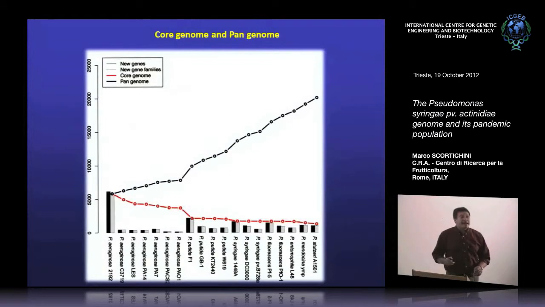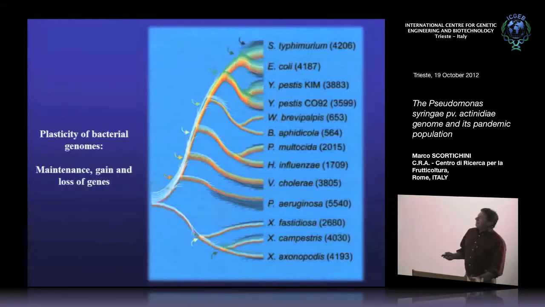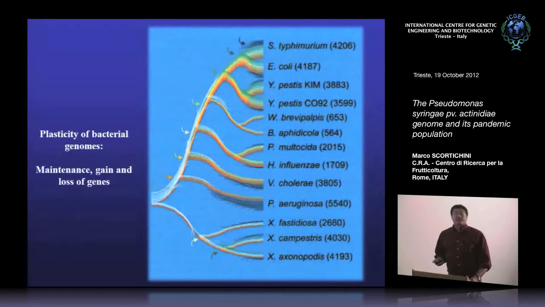It means that bacteria are not only core genomes, coding for DNA replication and cell wall formation, but mainly they are formed by still unknown genes that code for important facets of their lifestyle. In fact, if you look at the bacterial genome, you find it very plastic. It can maintain, gain and lose dozens or hundreds of genes.